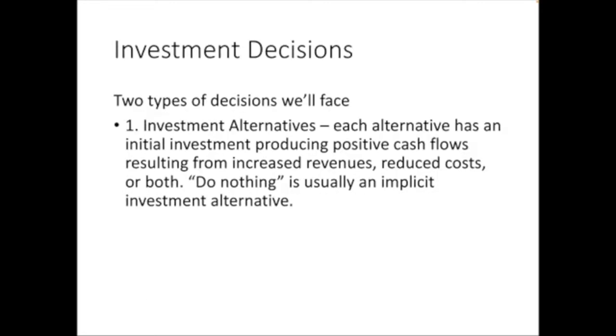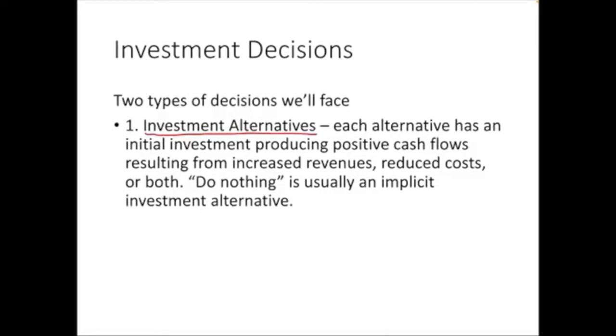Now let's take a look at what kind of scenarios we will face when we choose the better alternative. So when we make investment decisions, there are two types of decisions we will face. The first one is called investment alternatives. Investment alternatives means each alternative has an initial investment, right? You need to spend some money at the beginning.